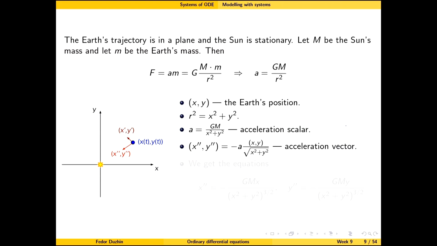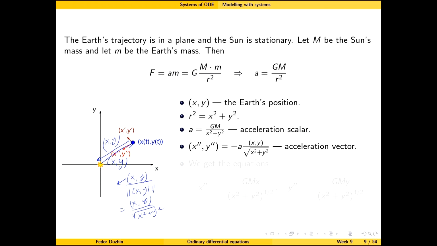Well, but what is the acceleration vector itself? The acceleration vector is going to be directed towards the sun. Let me write it here. This is the vector (x, y). Then the vector exactly opposite to it is (-x, -y). The unit vector that points in the same direction as (x, y) is (x, y) divided by its own norm, and its own norm is the square root of the sum of squares of the variables.